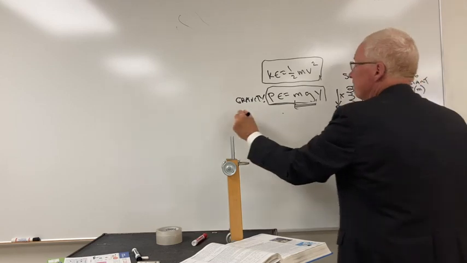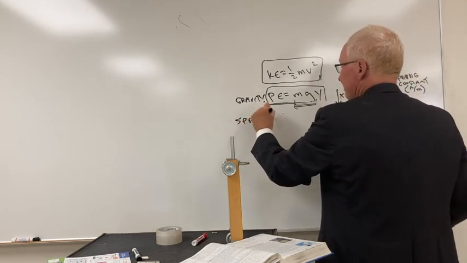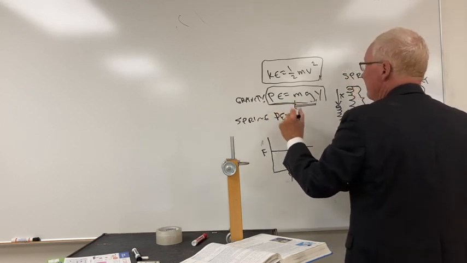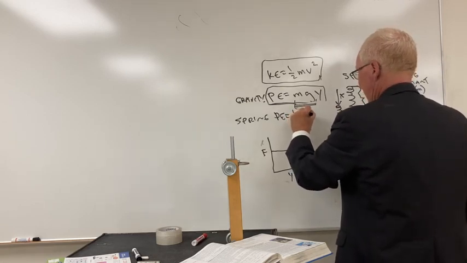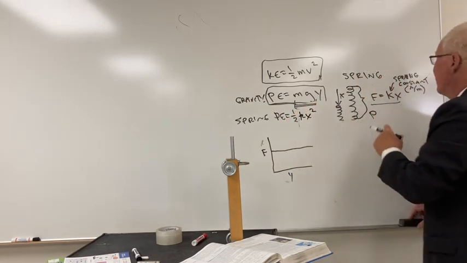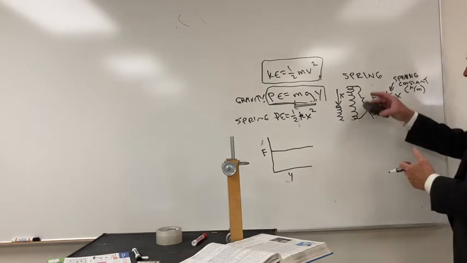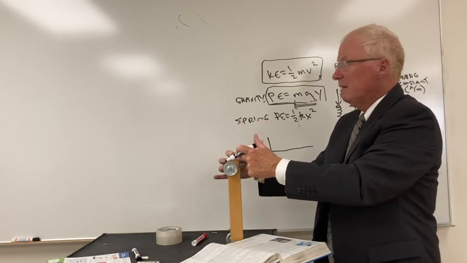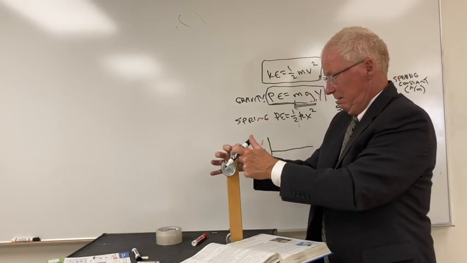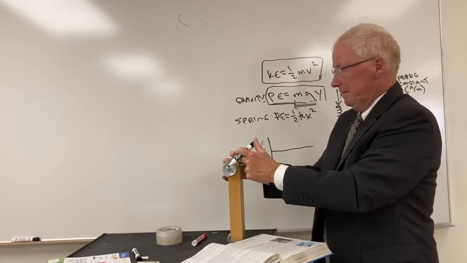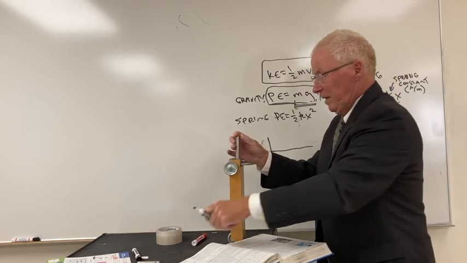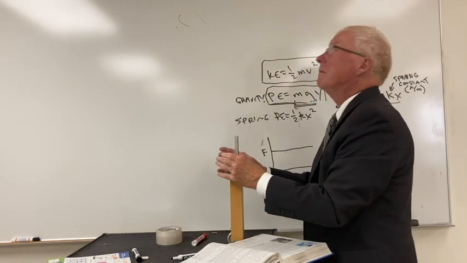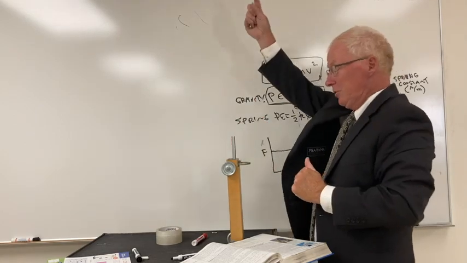For a spring, the potential energy is going to be given as 1/2 kx squared, where k is the spring constant, and x is how far you've compressed it. So in this case, I compress it this much, say 10 centimeters. When I let go, it flies up and goes up in the air a certain height.